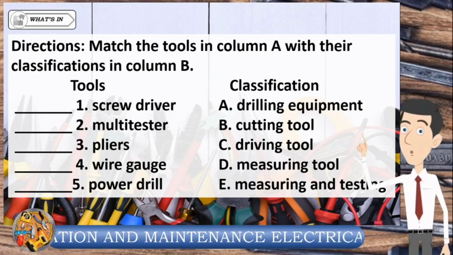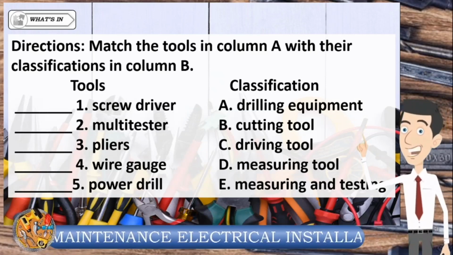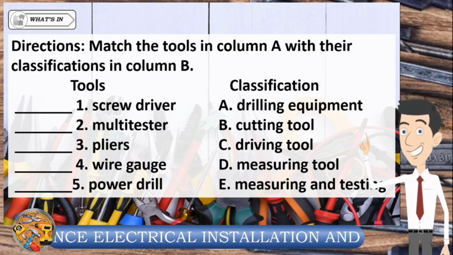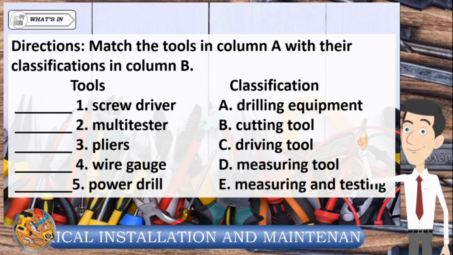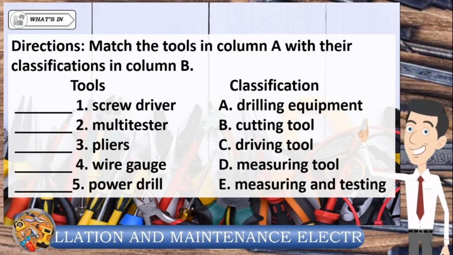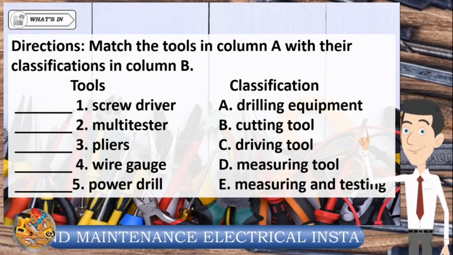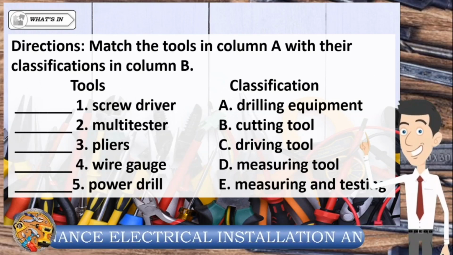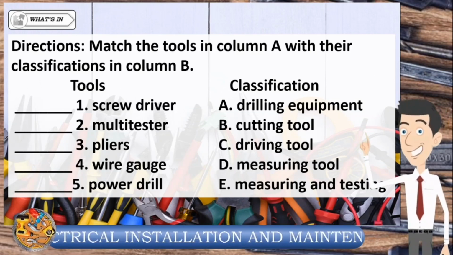For example, number 1, screwdriver. What is the classification of screwdriver in column B? Let's choose from letter A to letter E. Okay, let's try. For number 1, we have the tool screwdriver. For number 2, we have multi-tester. Number 3, pliers. Number 4, wire gauge. And number 5, power drill.